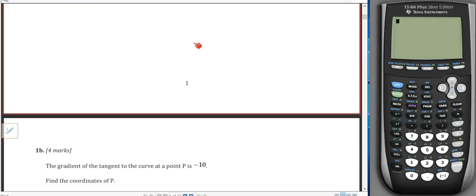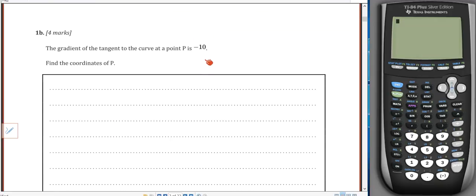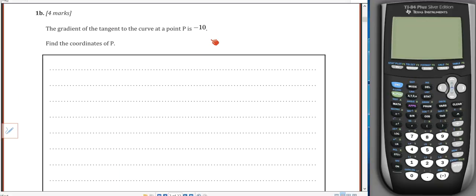Then we've got the gradient of the tangent to the curve at point P is minus 10. Find the coordinates of point P. Any ideas? How do you get there? You have to talk us through it. Where'd you go? Negative 2, 9. I don't know. I've not worked it out.